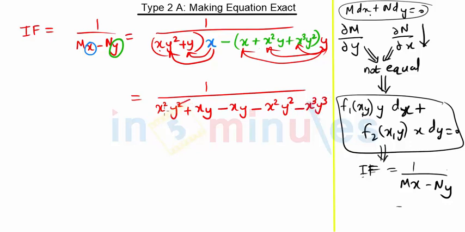So x square y square and minus x square y square will get cancelled. This plus xy and minus xy will also get cancelled, and we remain only with 1 upon minus x cube y cube. So this is our integrating factor, and now we are going to multiply this integrating factor with the given equation.